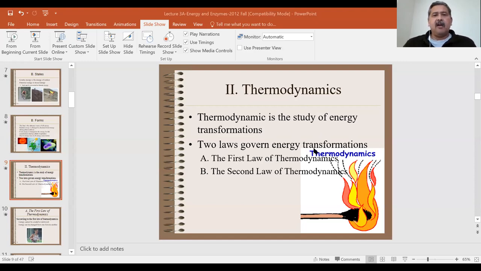And we have a couple laws of thermodynamics, the first and the second law. I took thermodynamics when I was an undergrad at UCLA. It was probably one of the hardest undergrad classes I ever took. My girlfriend was taking a class that was actually called thermodynamics at the same time in the engineering department.